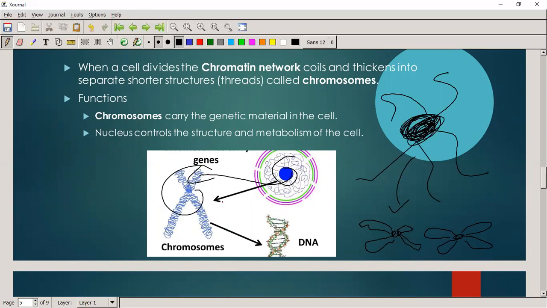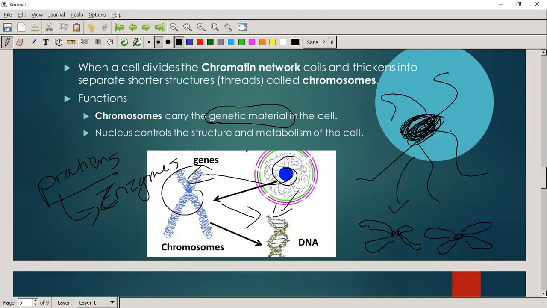And both of these things consist of long strings of what we call DNA. And DNA contains the genetic material of the cell. The nucleus controls the structure and metabolism of the cell by determining what proteins are going to be produced in the cell. And by producing these proteins, we're not just talking about structural proteins. I'm talking about things like enzymes, which speed up chemical reactions inside of the cell.